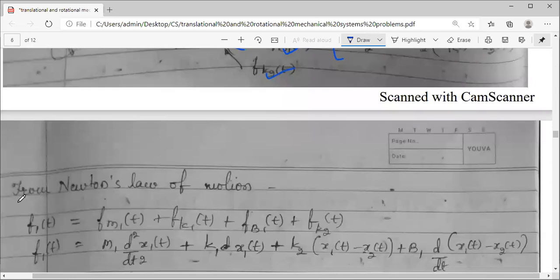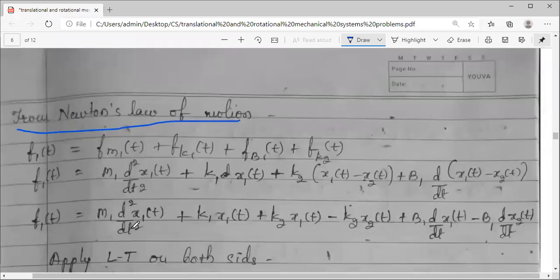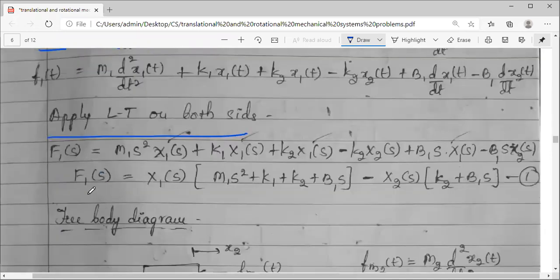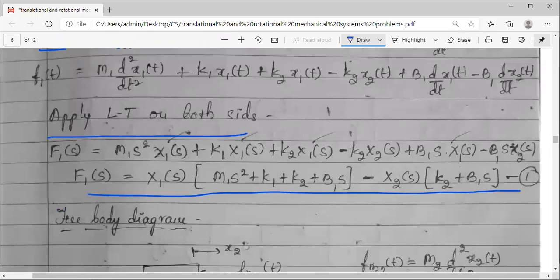After this, we will go for Newton's law. Write the equation. We even call this equation writing part the equilibrium equations. Remember, because you are equating the applied external force and the opposing forces. You are equating them, so this is one equilibrium equation for you. Then substitute the values and apply the Laplace transform. After application of the Laplace transform, you will get one equation.